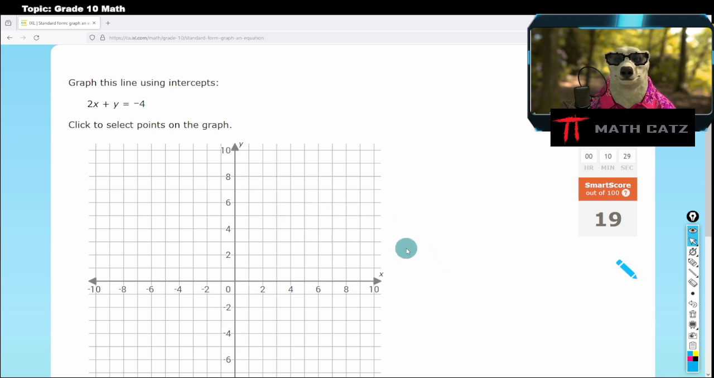Use the intercepts to make your graph. Rewrite this to slope intercept form. Very important. And use the slope and the y-intercept to get the graph. Practice, practice, practice. That is the key. We will end the discussion there for now.